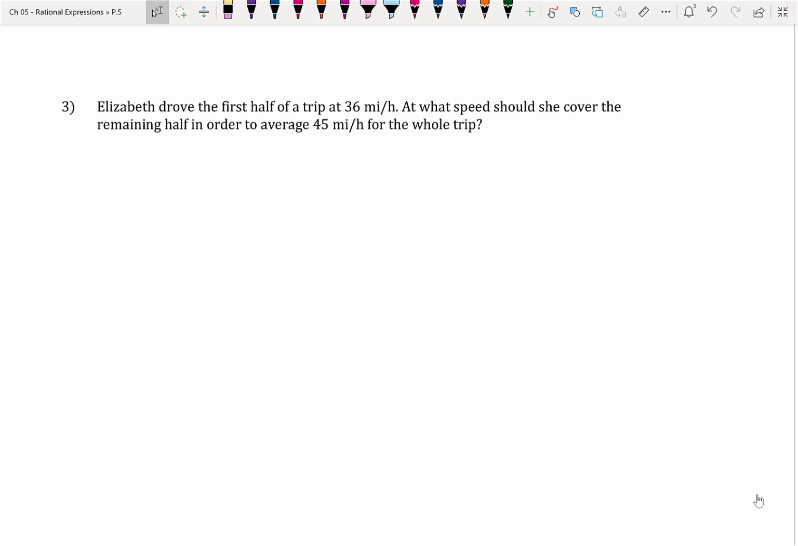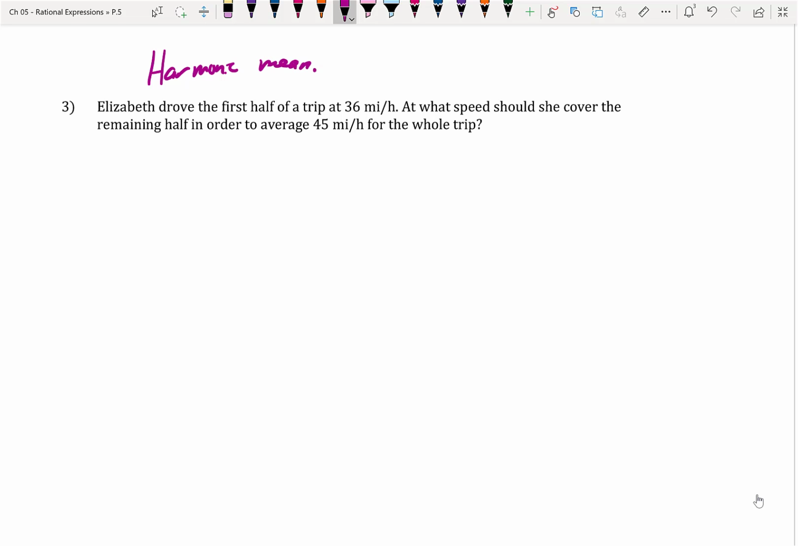Elizabeth drove the first half of the trip at 36 miles per hour. At what speed should she cover the remaining half in order to average 45 miles per hour for the whole trip? So, I want you guys to write at the top, harmonic mean. We kind of talked about this the other day.